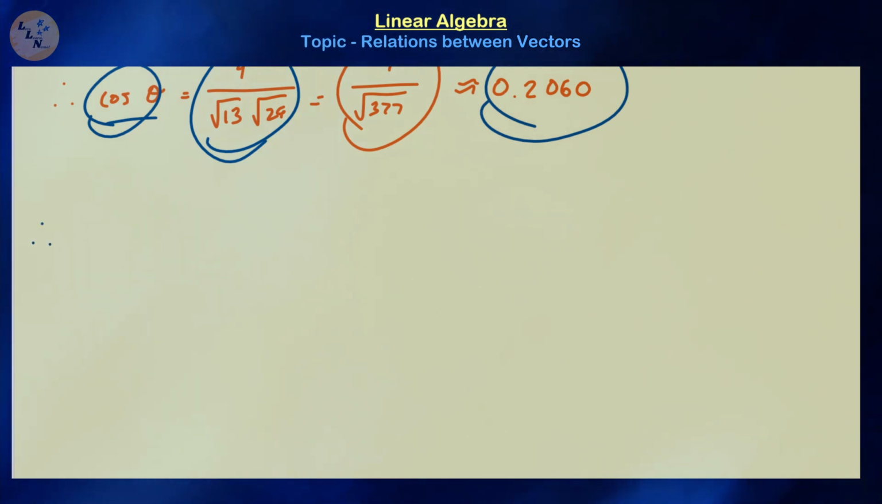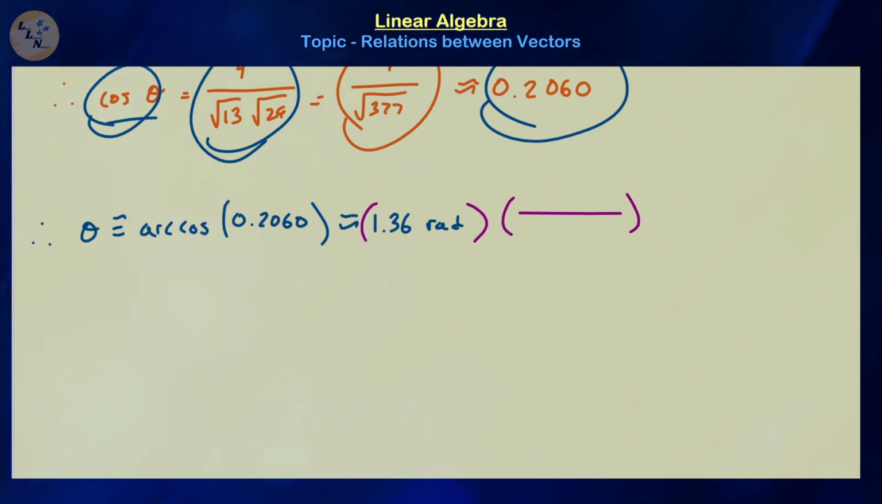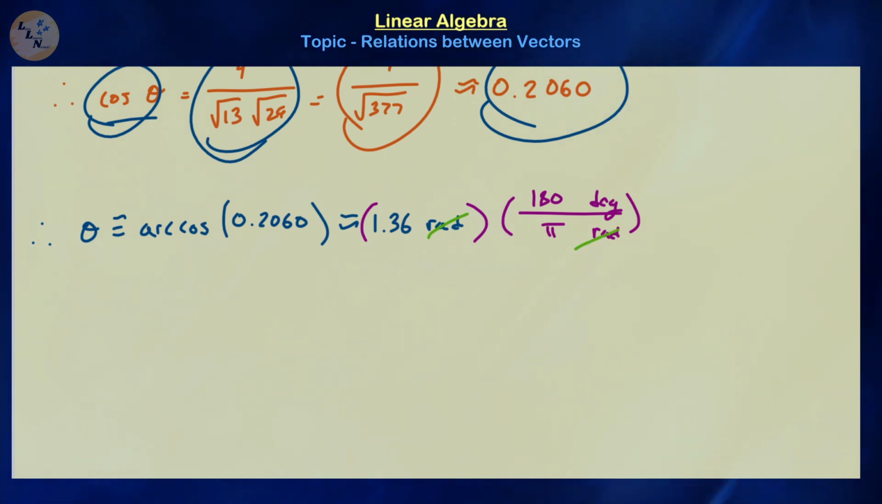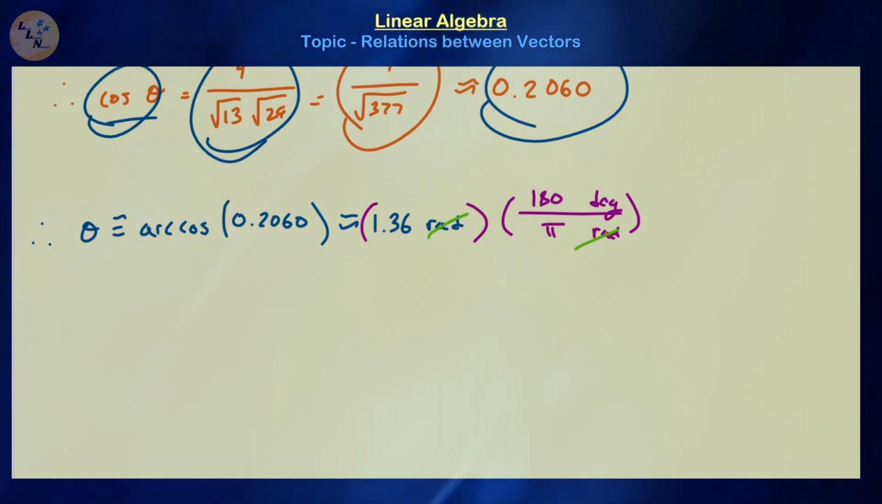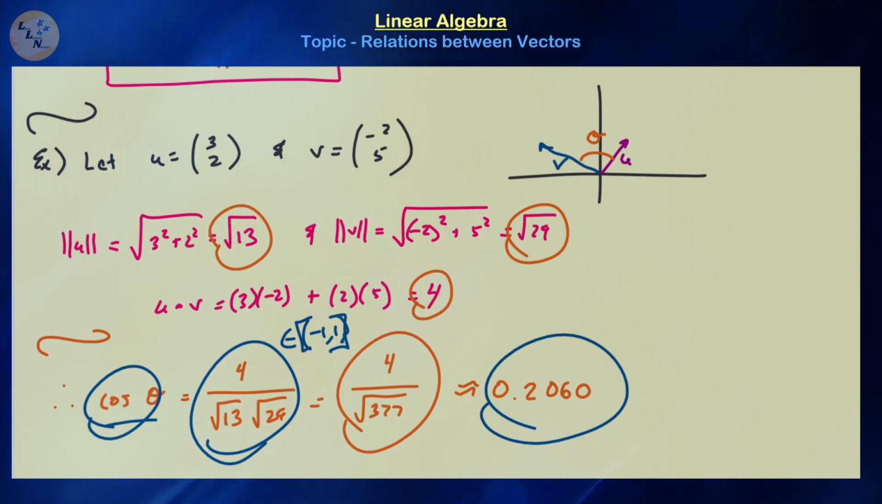So I can take the arc cosine of both sides. Theta is going to be approximately the arc cosine of 0.2060, which is approximately equal to 1.36 radians. Usually we don't like to work with radians, so let's convert this to degrees. There are 180 degrees in pi radians, and that's going to cancel out our radian unit. So once you do 1.36 times 180 divided by pi, you can find that that's approximately 78.11 degrees. So that is the angle between these vectors u and v.